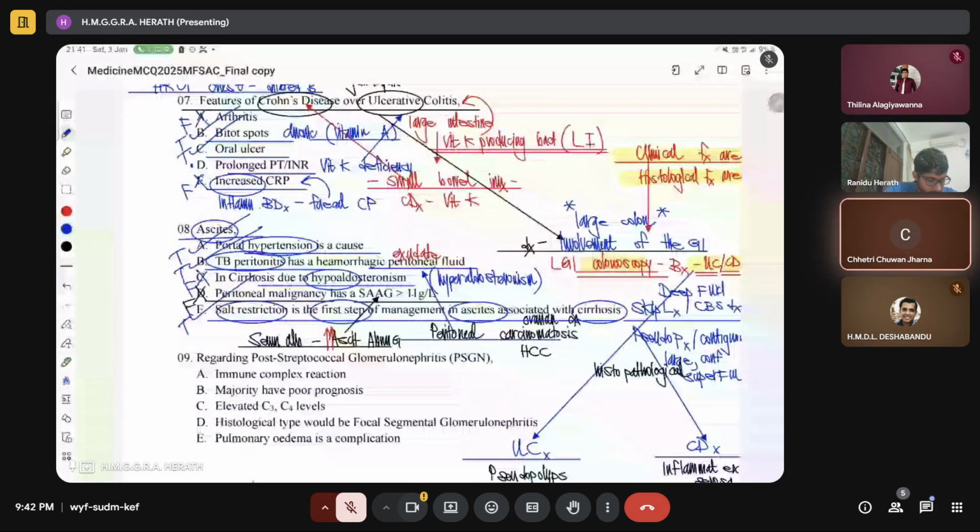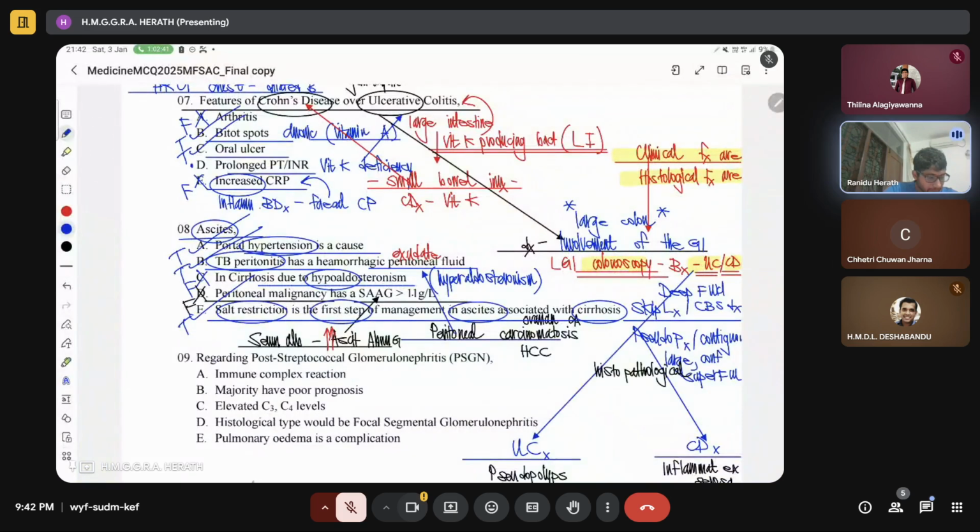I can't remember. The problem with TIPS is you can get hepatic encephalopathy. When you get hepatic encephalopathy, what happens? The patient can die. Understood? Okay, so we'll go to the next one.